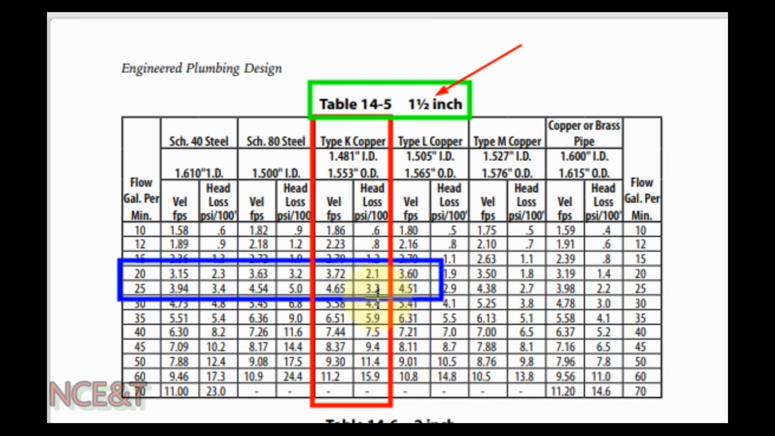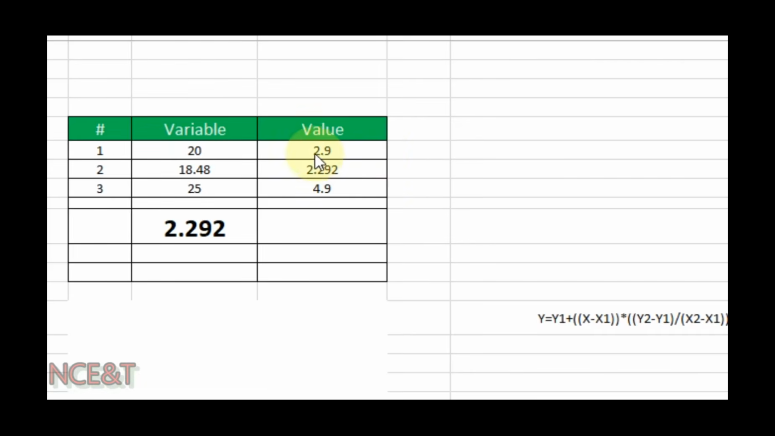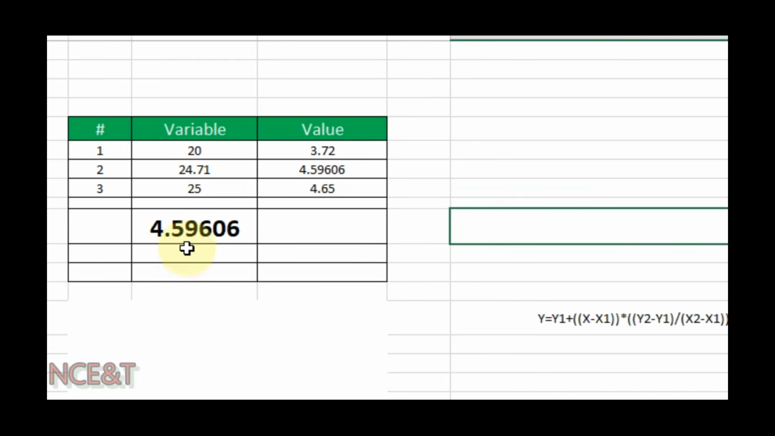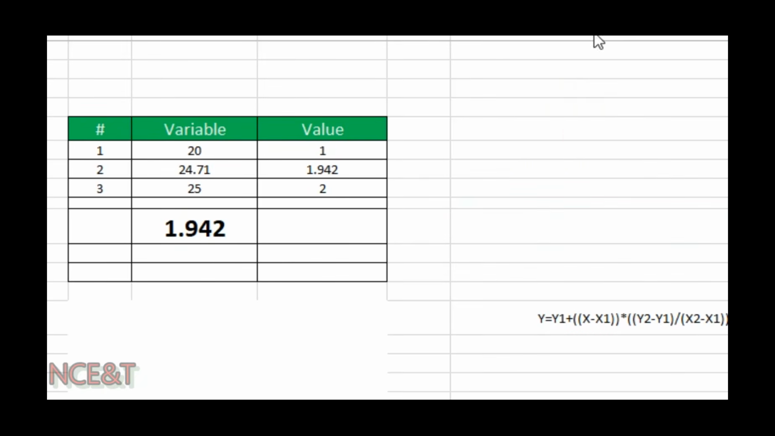For the exact value of velocity and head loss, again we will use the interpolation formula. For 20 GPM the velocity is 3.72, and for 25 GPM the velocity is 4.65. Then the velocity for 24.71 will be 4.596, or we can take it as 4.6 feet per second.